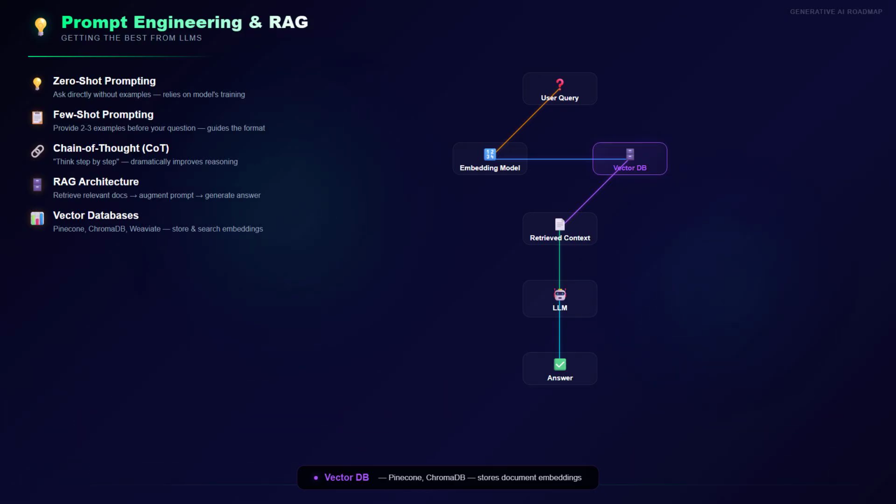RAG stands for Retrieval Augmented Generation. Instead of relying only on the LLM's training data, you retrieve relevant documents from your own data and include them in the prompt. This reduces hallucinations and adds real-time knowledge. The RAG pipeline works like this. First, embed your documents into vectors. Store them in a vector database like Pinecone, ChromaDB, or Weaviate. When a user asks a question, embed the query, search for similar documents, then pass them as context to the LLM.